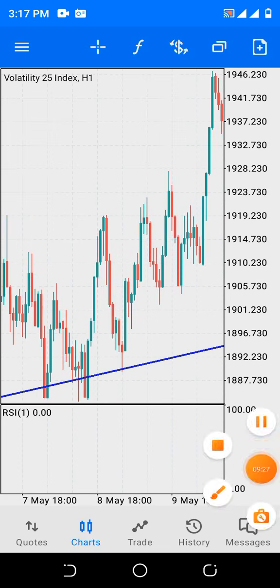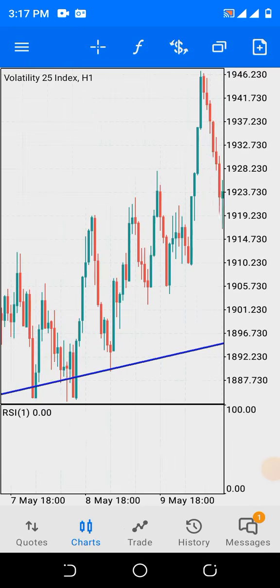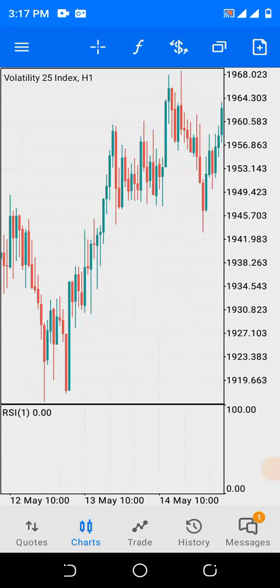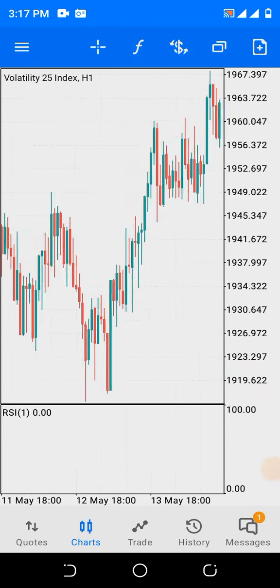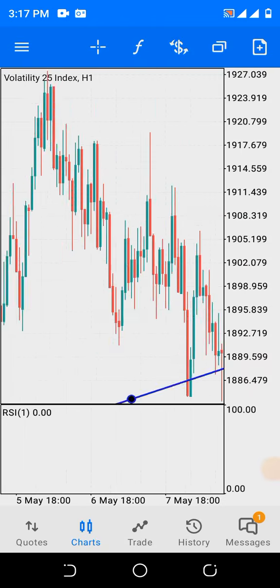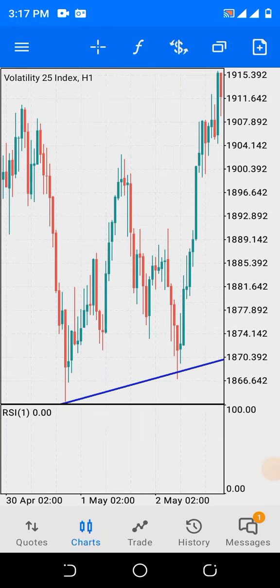So this is another entry. Here is the first, here is the second entry, here is the third entry, here is the fourth entry. As you can see, all of them are giving you huge profit. So we proceed. As you can see, this particular trend line serves more than the first trend line because the angle of trend is lower. You understand?